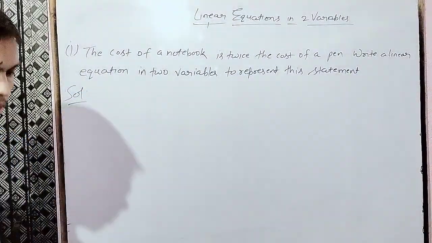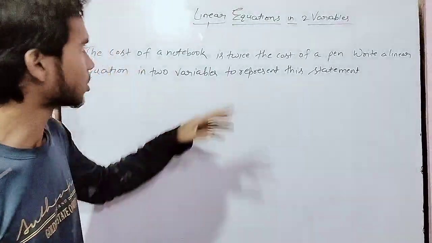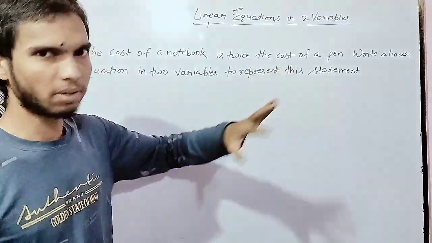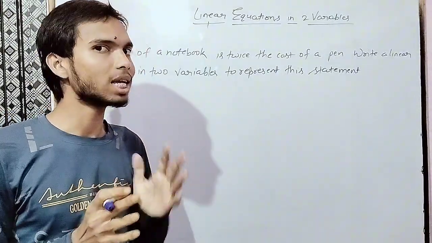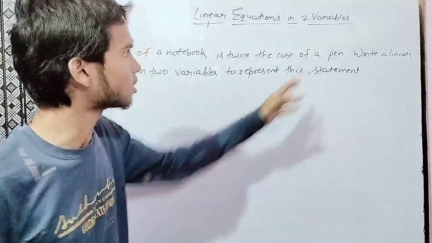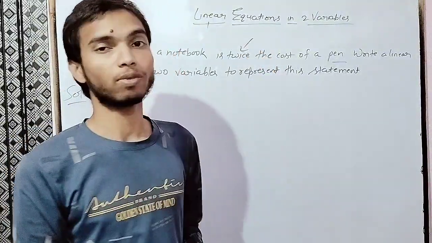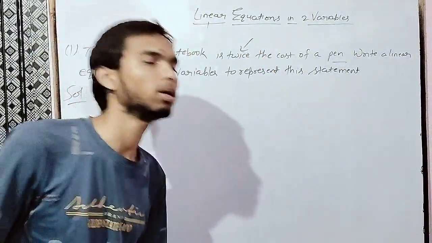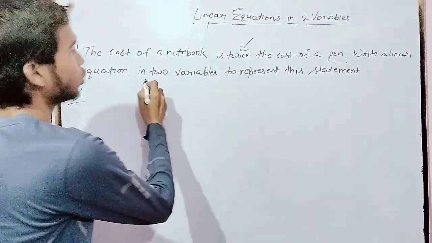Now let's read it together. It is saying the cost of a notebook. There is a notebook, and the cost of that notebook is twice, which means two times. If the cost of a book is 10 rupees, then the cost of a pen would be 20 rupees because of twice, which means 2 times 10, multiplied by 2, will be 20. Okay, like that. Write a linear equation in two variables to represent this statement.